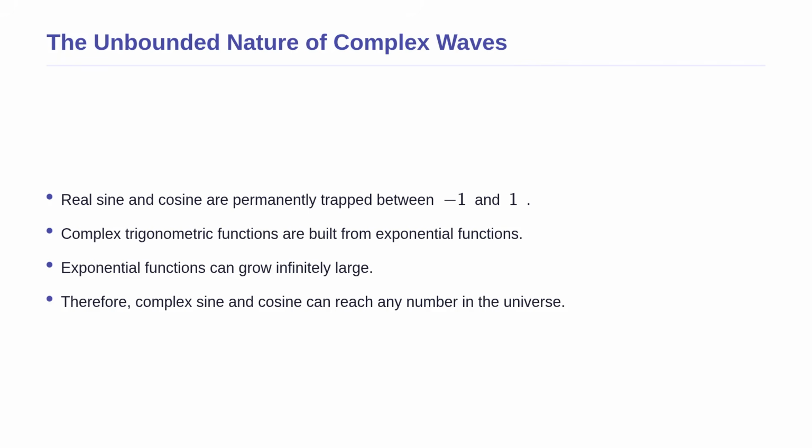Before we move on, let us see how these formulas change our understanding of limits. In the real world, if you graph a sine or cosine wave, the function is bounded. It is permanently trapped between a ceiling of 1 and a floor of -1. However, in the complex plane, this rule completely breaks down. Because our new complex sine and cosine are built from exponential functions, and exponential functions can grow infinitely large, the trigonometric functions can also grow infinitely large. They are no longer trapped. If you feed them an imaginary number, the result can be massive.